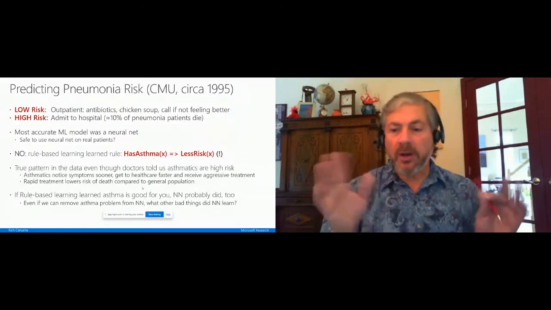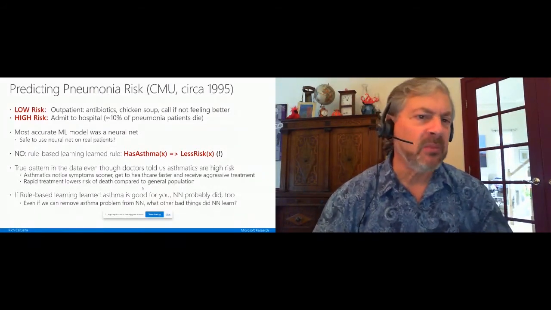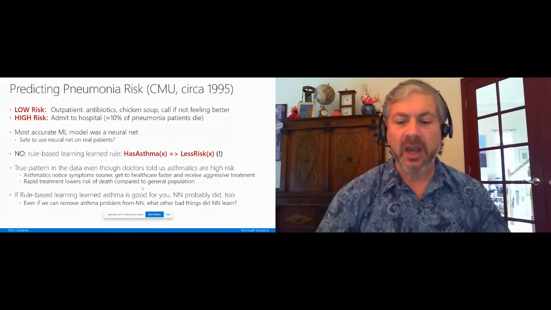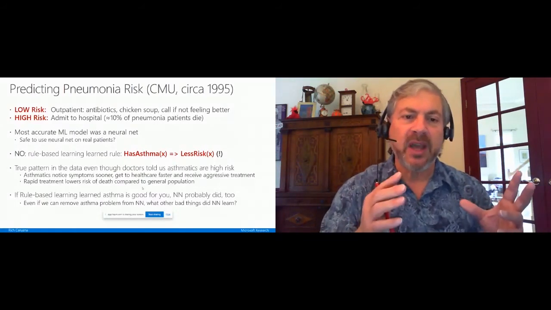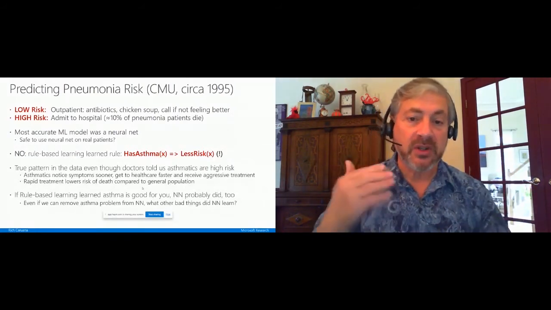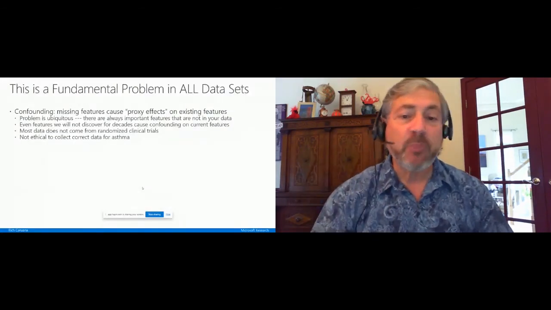Now, before I go on and talk about our solution to this problem, I just want to tell you a little more about the problem. It's just standard statistical confounding. What's happening is that having asthma is acting as a proxy for missing features. And in this case, the missing features are the time to care, the quality of care, and the type of care. And this problem is ubiquitous.